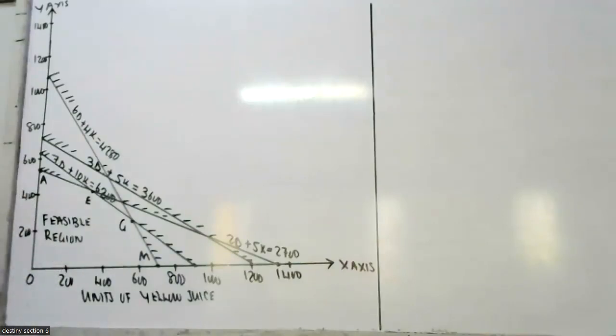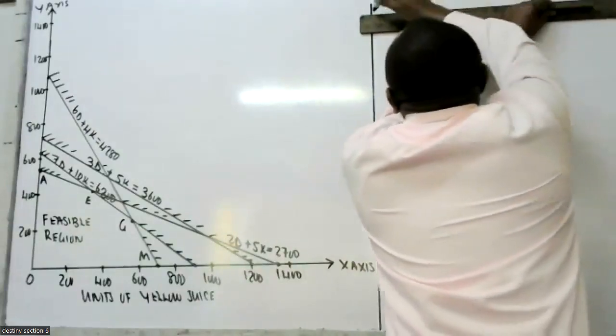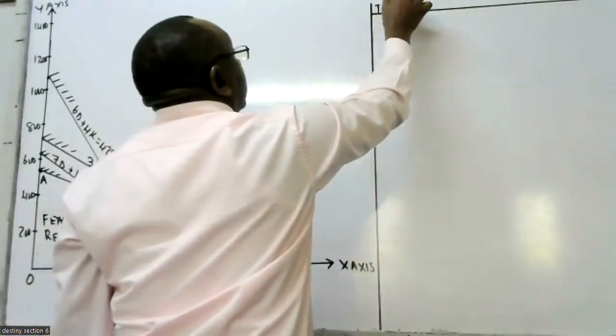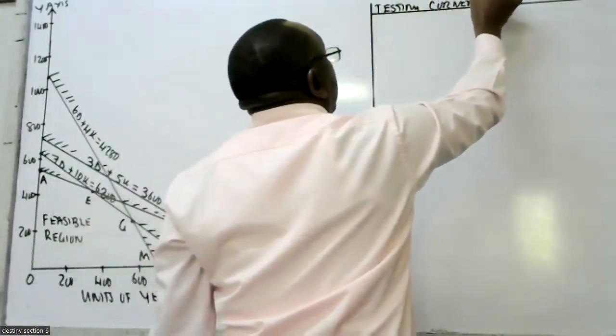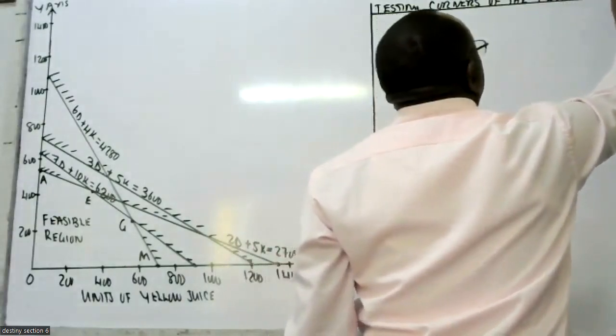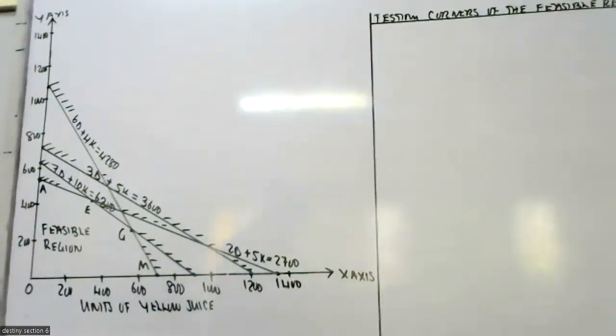or maybe before you judge, we can have an isoprofit line, although isoprofit can be a bit confusing. Let me show you how to test each corner. Let's see how to get the coordinates of the corners. So testing the corners of the feasible region.